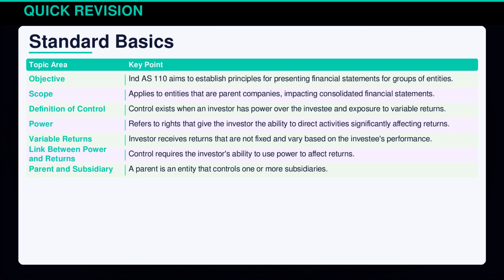Understanding Indian Accounting Standard 110 begins with recognizing its core purpose: to guide consolidated financial statements for groups. It focuses on the concept of control, defining it through power over investees and exposure to variable returns. Power involves rights that direct crucial activities, while variable returns fluctuate with performance. The link between power and returns solidifies control. Knowing these definitions and scope is vital for grasping the standard's application.